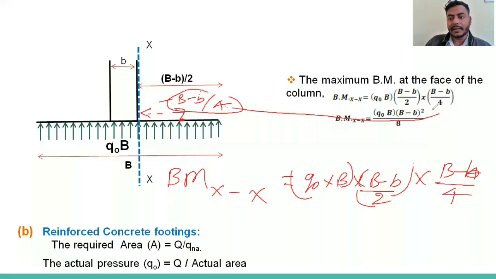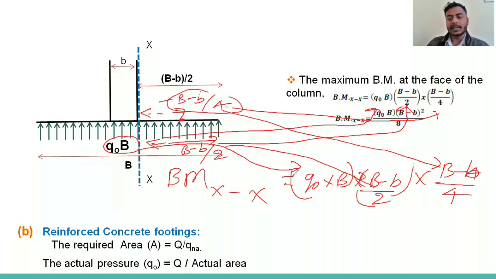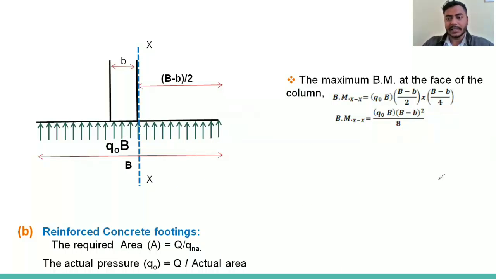I have written that here and here also. This is the length of the UDL, that is B minus b divided by 2. I have written it here and here also, right? And this is the UDL. You can see I have written it here also. So now we are clear about how we can calculate the bending moment at the x-axis. After simplifying, you can get this result.